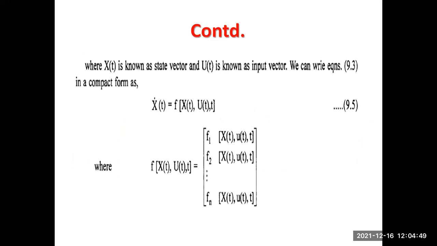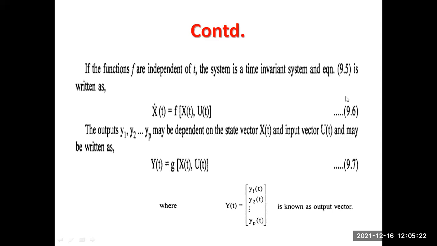So x(t) is known as the state vector and u(t) is known as the input vector. We can compact it. How? x dot(t) equals f of x(t), u(t) and t, where x(t) is all the state variables, u(t) all the input variables, and t is time. Here f of x(t), u(t), t is the function vector of f1, f2 up to fn. So f1 is a function of x(t), u(t), t, f2 likewise, and we can continue the same way. If the functions f are independent of t, the system is a time invariant system, and it is written as x dot(t) equals f of x(t), u(t).